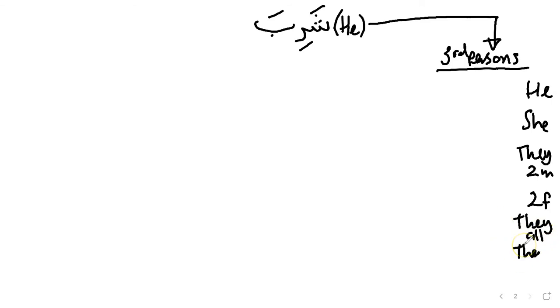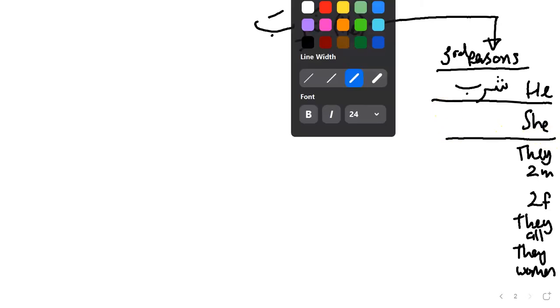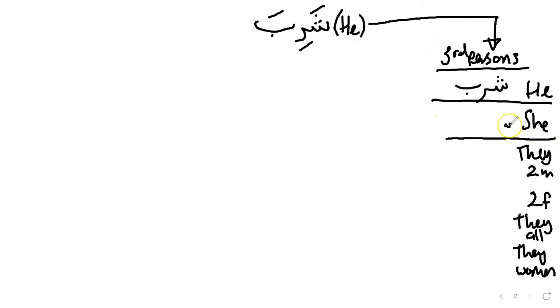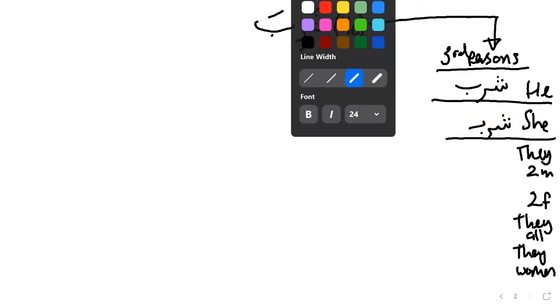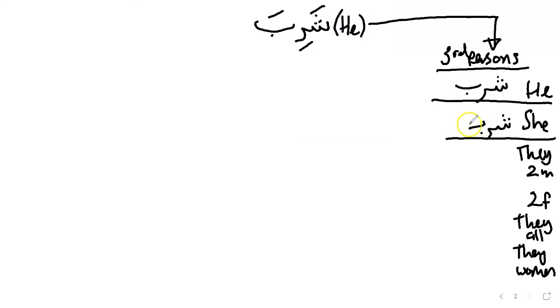Then they, women. So remember last week we mentioned, for he, shariba, I don't do anything. I don't have any changes whatsoever in the he. She, however, I will change, and I will add in something extra. Remember? I add in a ta at the end, and we put it as orange. Sharibat. A ta with a sukun.